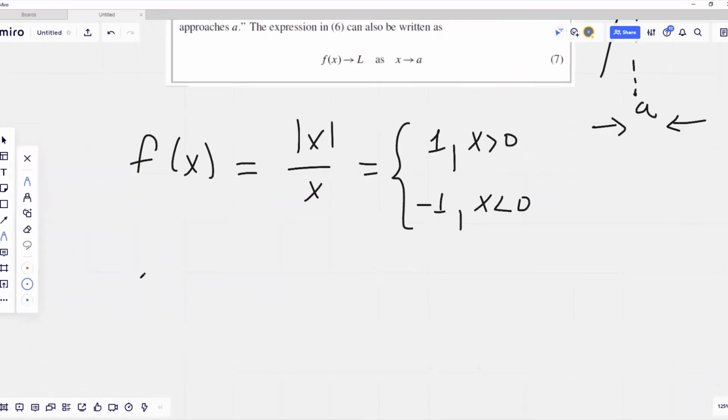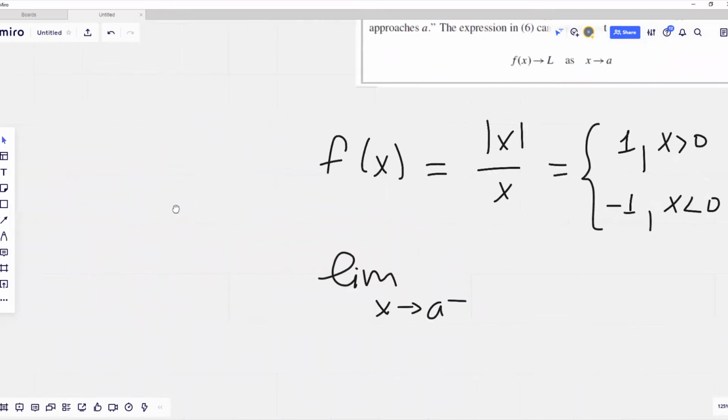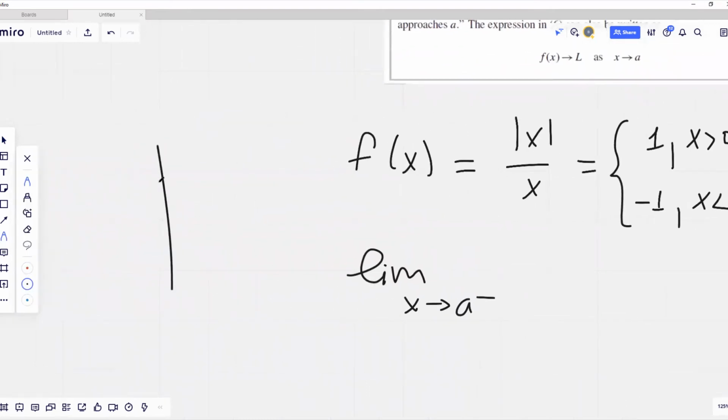So let's take a limit as x is approaching a from the left side. The graph of this function looks like a step function, but not defined at 0.